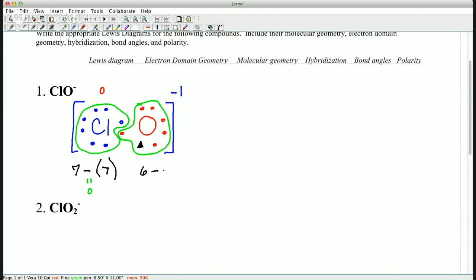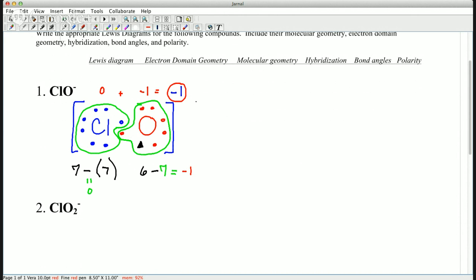And if you count, it looks like we have 7 assigned electrons. And you can see 6 minus 7 is going to equal that -1. So this oxygen gets a -1. The total of all of the formal charges has to equal the actual charge on the polyatomic ion. All right, so that is correctly drawn.